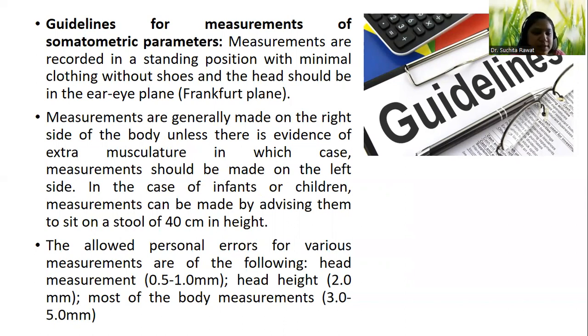In case of infants or children, measurements can be made by advising them to sit on a stool of 40 centimeters in height. The allowed personal errors that are usually accepted are, for head measurement, 0.5 to 1 mm, for head height 2 mm, and for most of the body measurements, the permissible error is 3 to 5 mm.